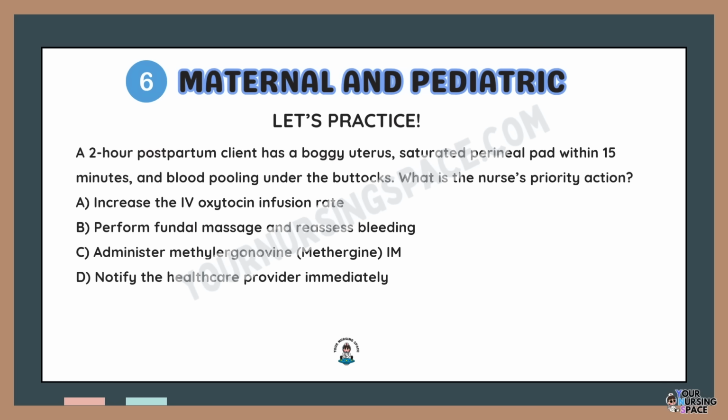Question: a 2-hour postpartum client has a boggy uterus, saturated perineal pad within 15 minutes, and blood pooling under the buttocks. What is the nurse's priority action? A. Increase the IV oxytocin infusion rate. B. Perform fundal massage and reassess bleeding. C. Administer methylergonovine, Methergine, IM. D. Notify the healthcare provider immediately.